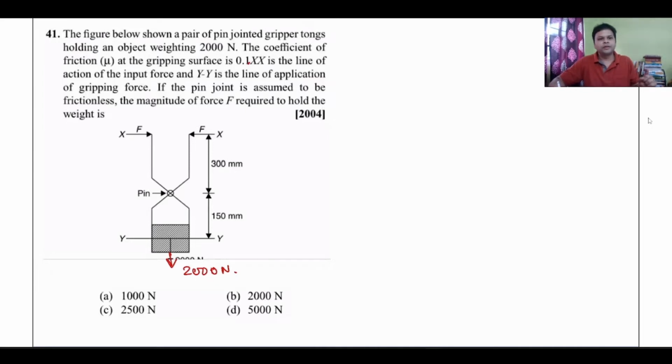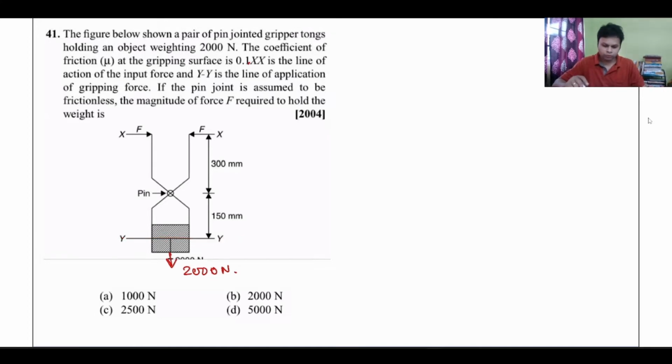The X axis is the line of action of the input force. So this is the line of action of the input force. YY is the line of application of the gripping force. If the pin joint is assumed to be frictionless, the magnitude of force F required to hold the weight is.